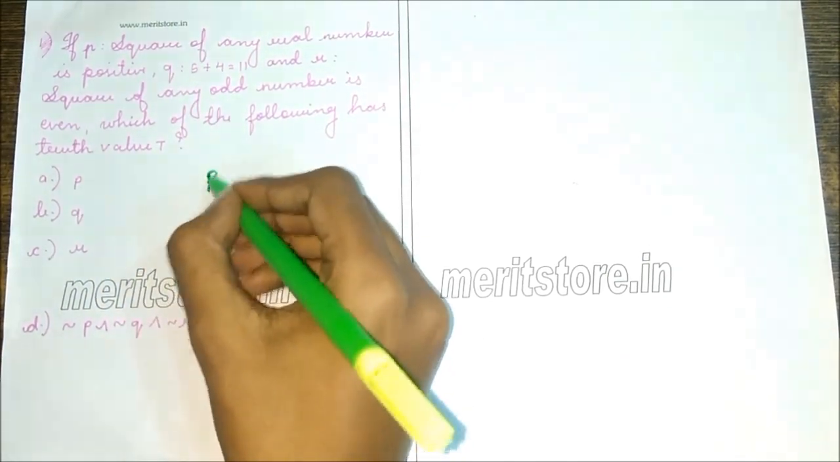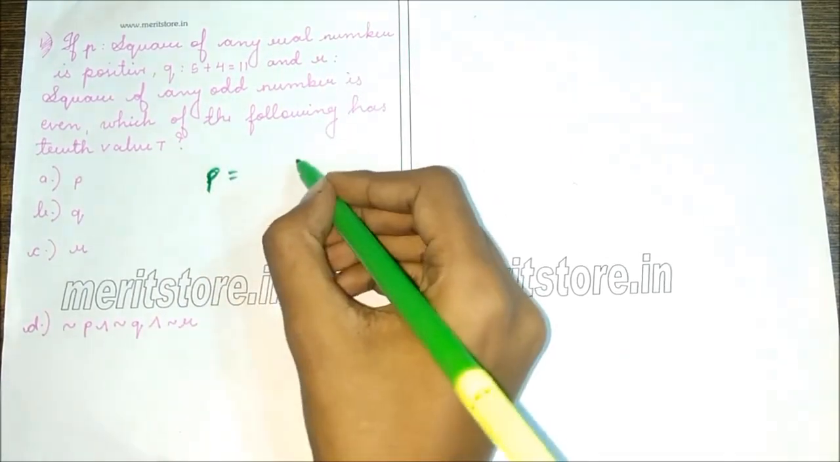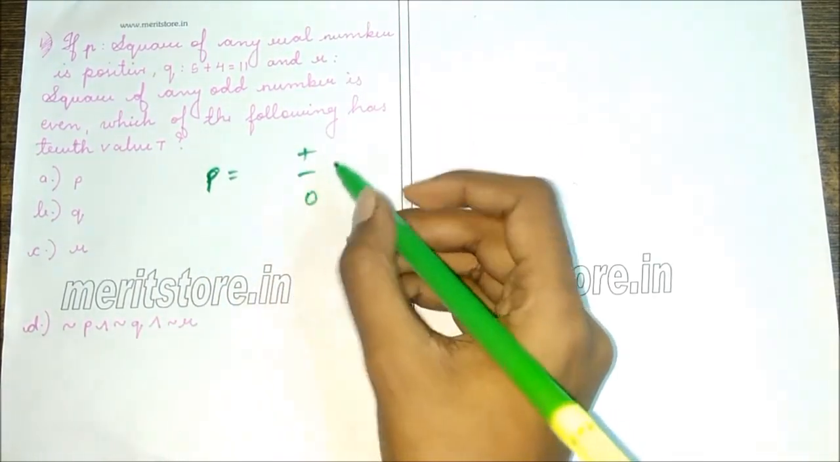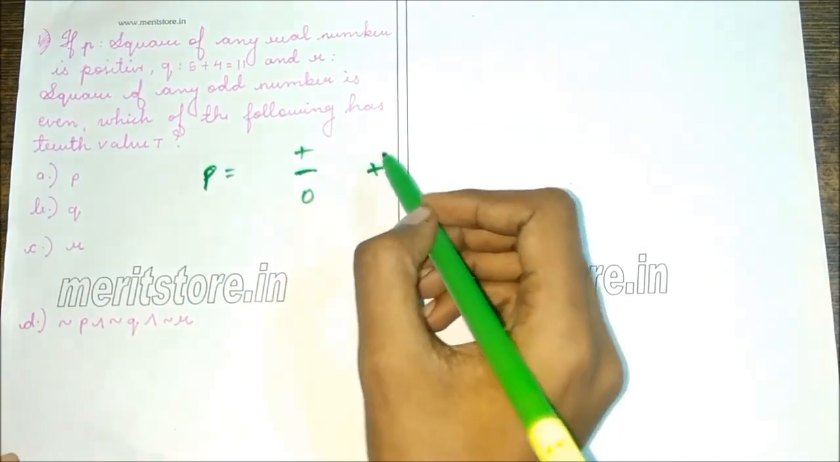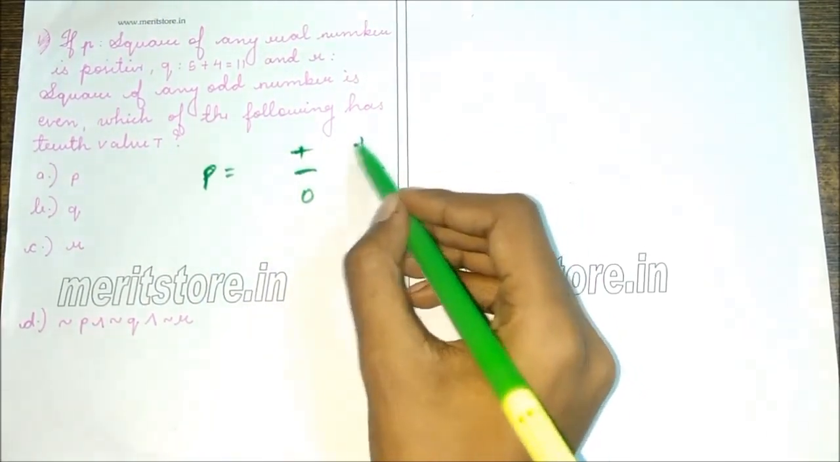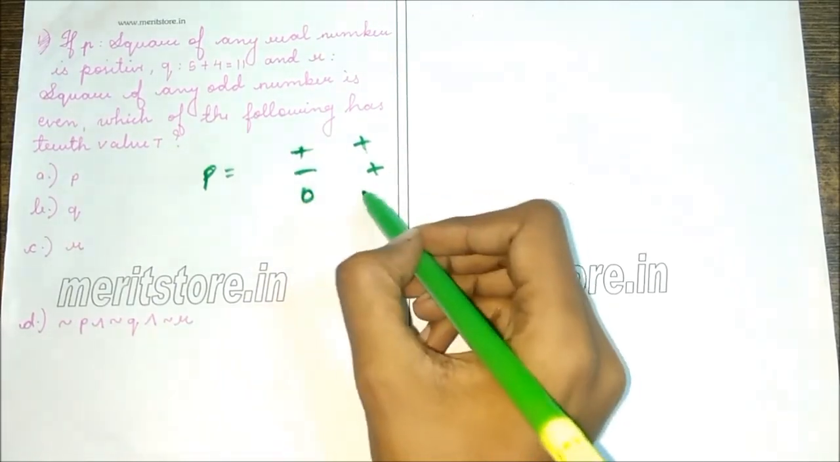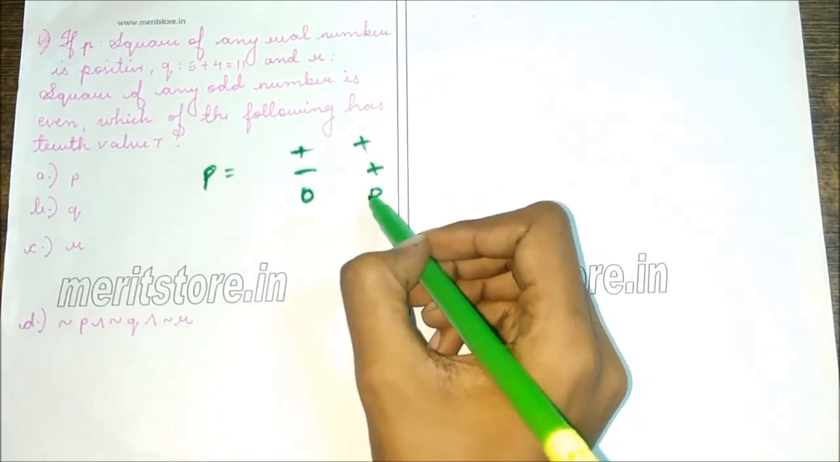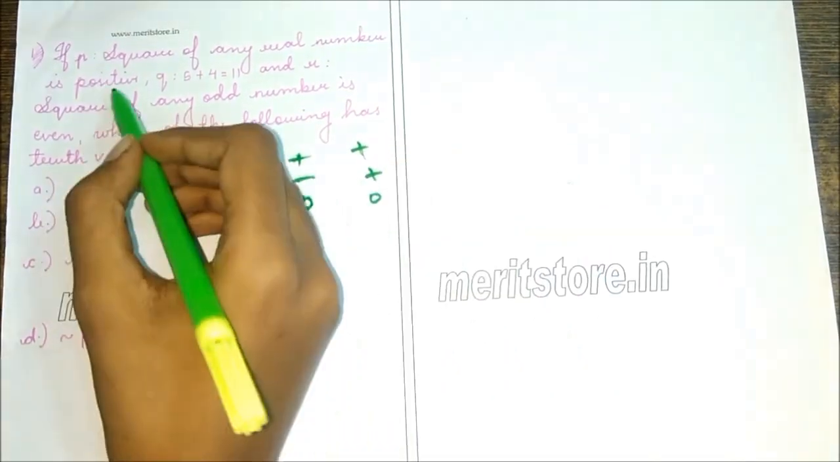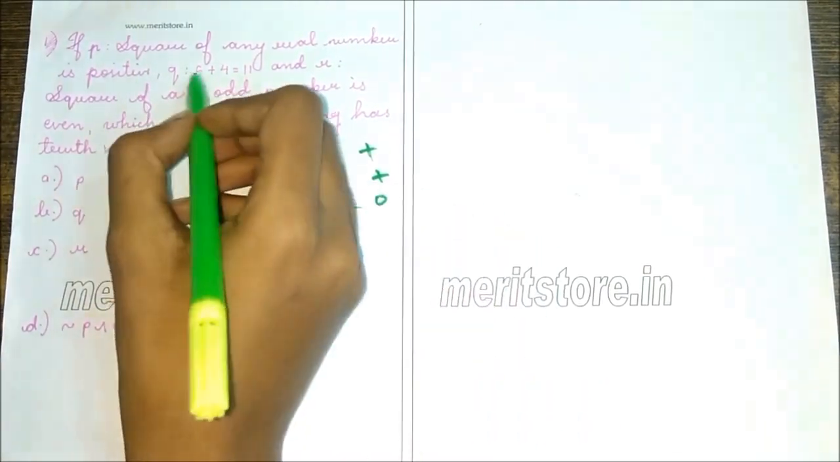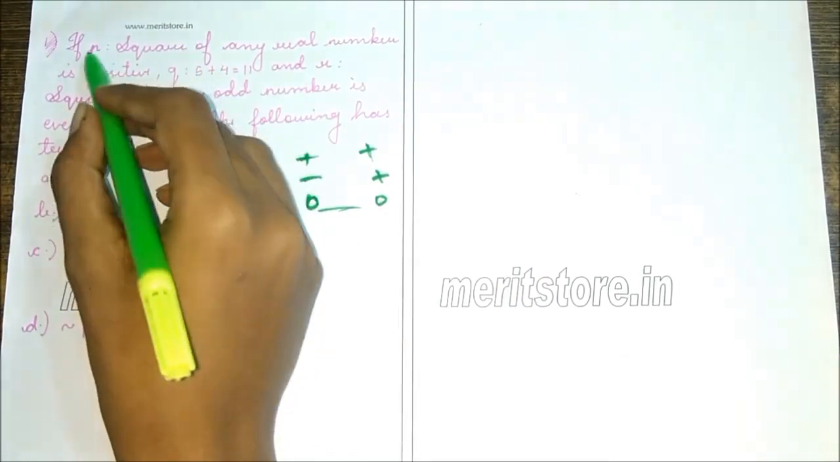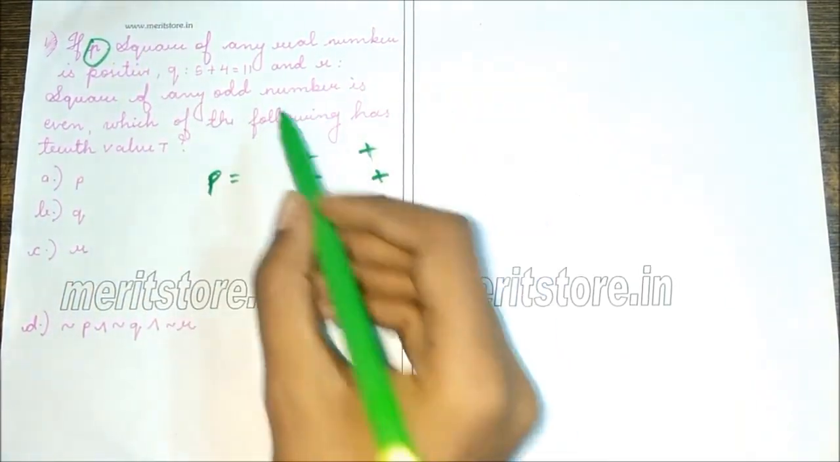So first we'll take a look into P. A real number can be positive, negative or 0. We know that square of a negative number is always positive and square of a positive number is positive. But square of 0 is 0, so it is neither positive nor negative. So this statement does not hold true for 0. Hence this statement is not always true. So we cannot say P is true.